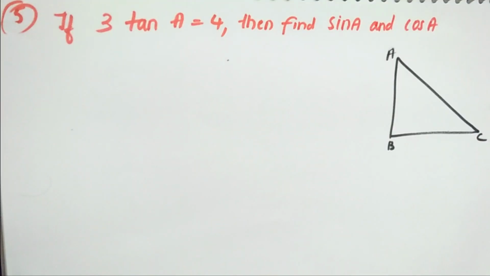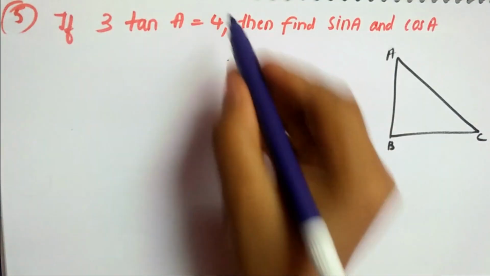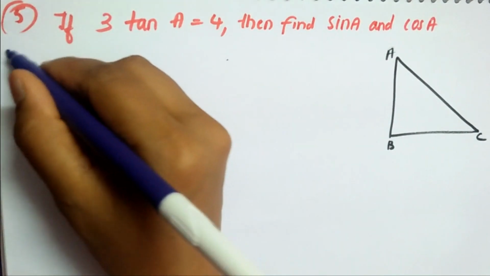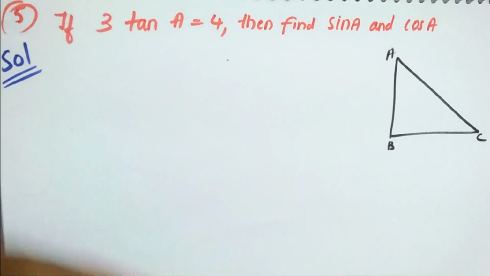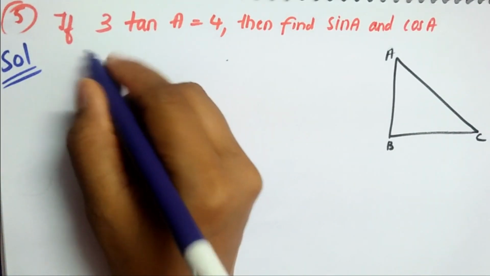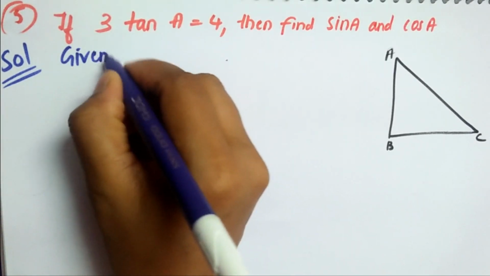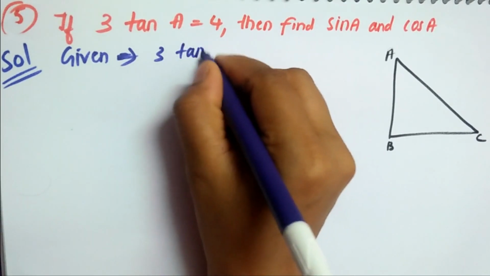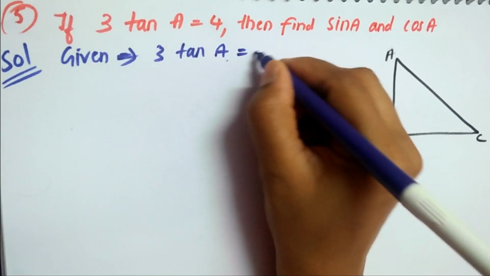Now quickly move on to the fifth problem: if 3 tan A is equal to 4, then find sine A and cos A. This is similar to the fourth problem we have just done. It is very simple. What is the given aspect? The first thing we need to copy in the exam is the given. We are given 3 tan A is equal to 4.